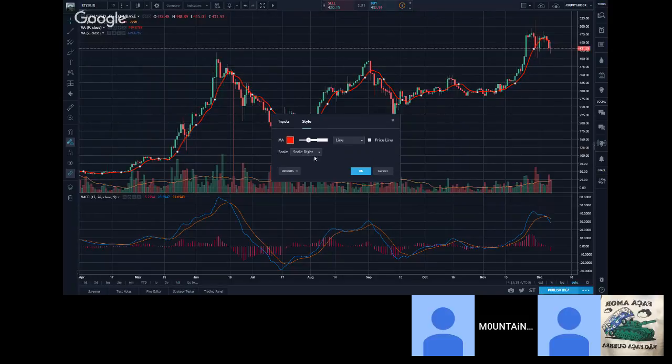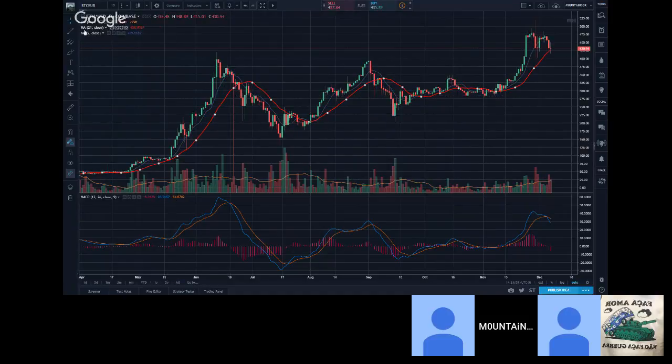I would suggest do not play with the scale because the line will just go flying off the page. You won't know where it went. And then over on inputs, this is what you want to do. You want to change this one to 21. We want a 21-day moving average. So you can see up here we have a moving average. We have a 21-day moving average, and it's using the close price.